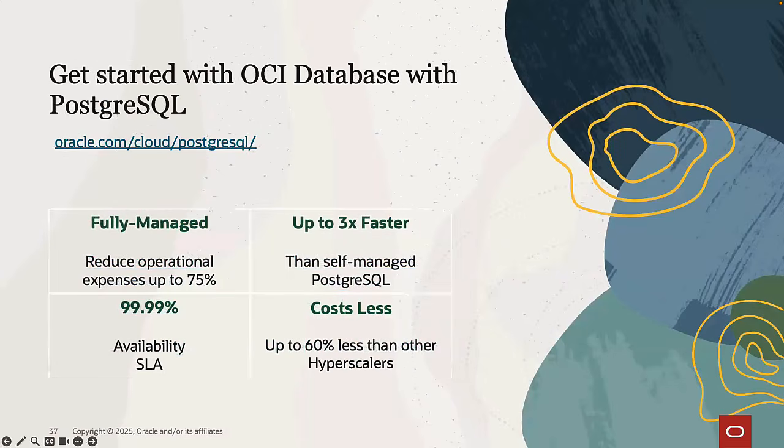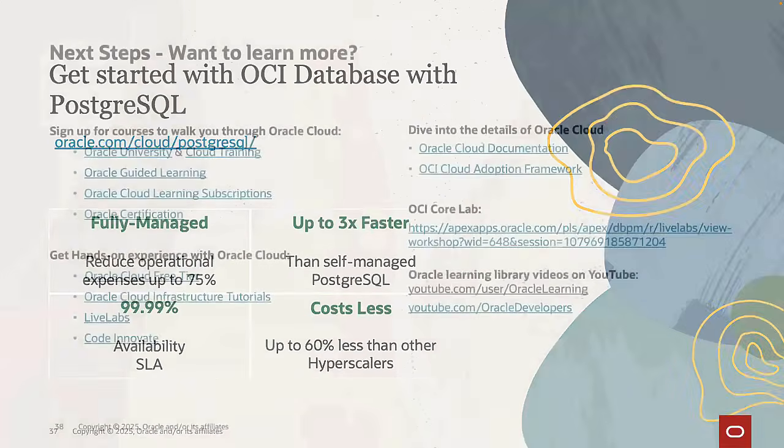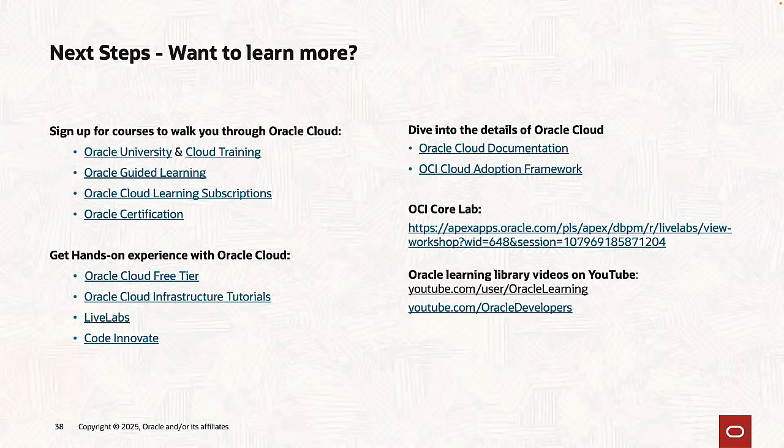So we want to get started with Postgres. Again, it's fully managed. We reduce your operational expense. It's faster. We back it up with an availability SLA, and apples to apples, we cost less. So that's our service. And with that, I will go ahead and hand it back over to Borna.